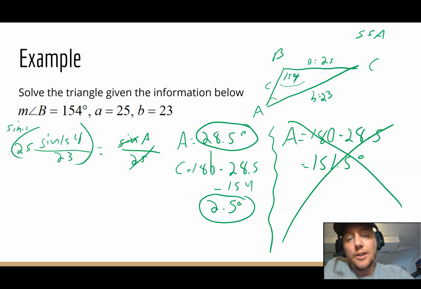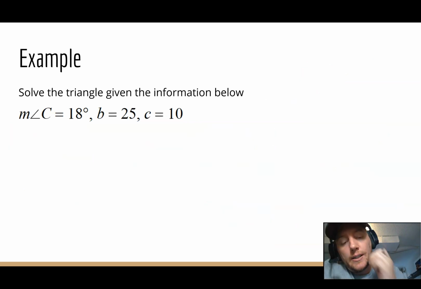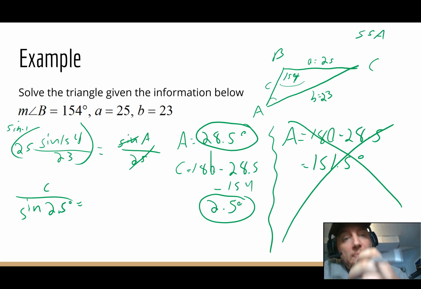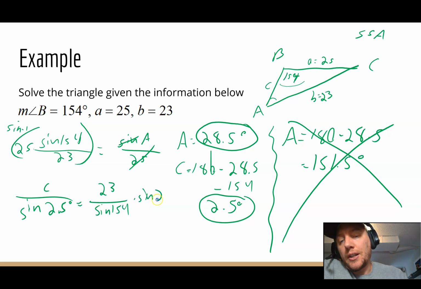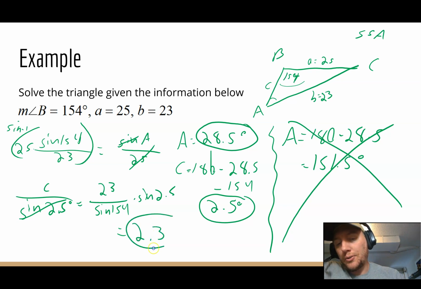So now I have two angles, and I have a missing side. I still need C. So C over sine big C. And then I can go with either the A or the B fraction. Let's just go with B. And that's going to be 23 over sine 154. Multiply both sides by sine 2.5, and I have my final answer. And I get little c is 2.28, so let's say 2.3.